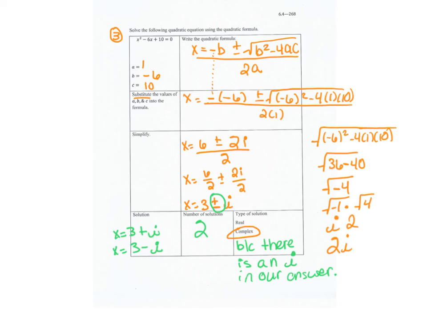This is the end of our quadratic video. I believe in your packet I may have put a page in there about the discriminant. The discriminant is the value that's underneath our radical. I'll see if I can get a short, quick little video up about that in the next day or so.